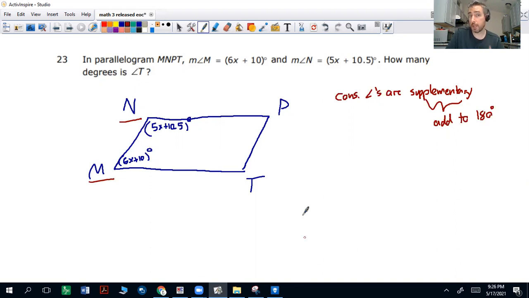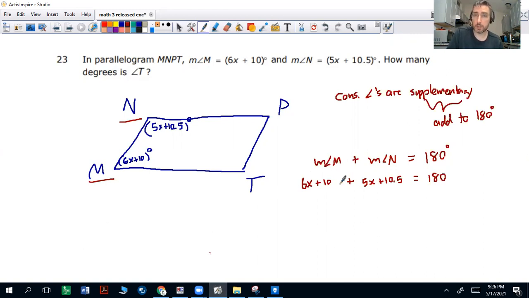So to get that x to solve, I'm going to do the measure of angle M plus the measure of angle N. Their sum is 180 degrees. We're going to take those two expressions and add them together. We're going to solve for x first.